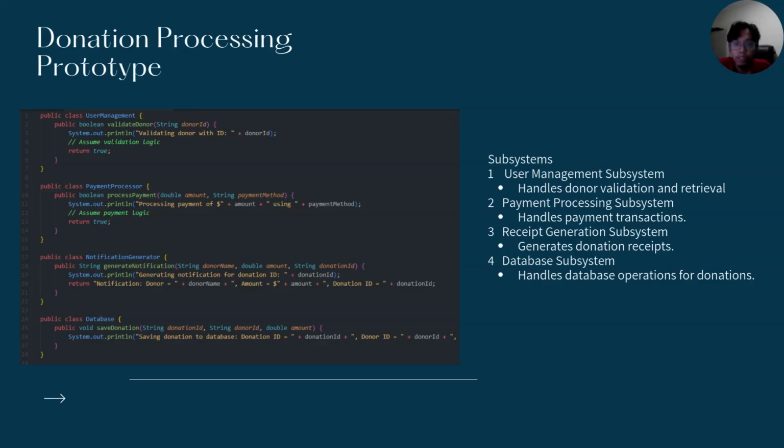So here we have a prototype for the donation processing component. First, we need to create the different subsystems, or subcomponents, of the module. We have the user management, or in our case the donor management, and we also have the payment processing, the receipt generation, and the database subsystem, which is for handling database operations. Each of these subsystems is represented using a public class in the Java language.